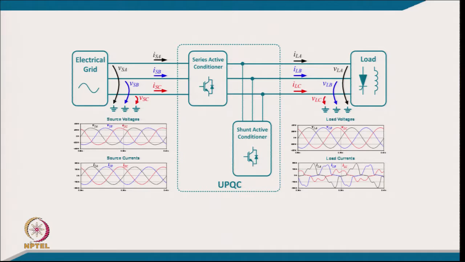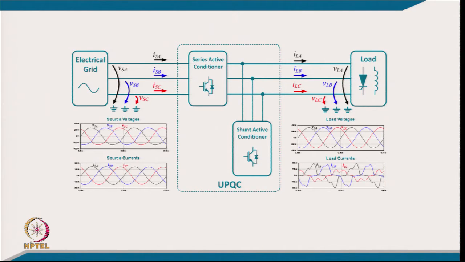So, we connect a device in between. You can see there are two voltage source converters here, one is a series active conditioner, another is a shunt active conditioner, and the combination of both is what we call the UPQC. That takes care of both problems. The load could get good voltage quality, in spite of not drawing good current quality, because it is a load of different variety.